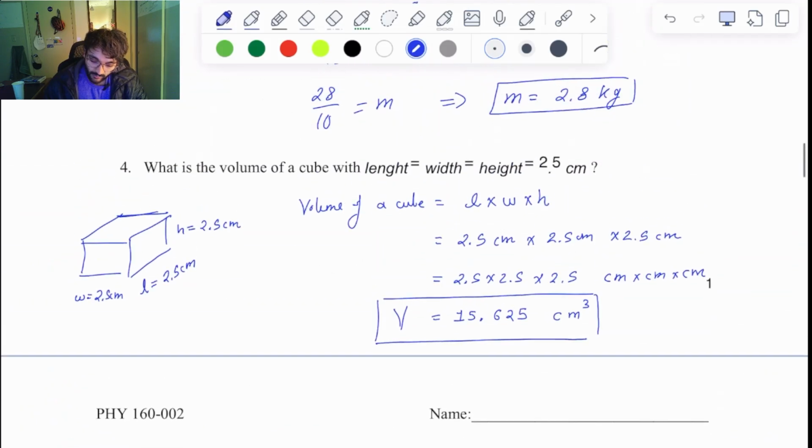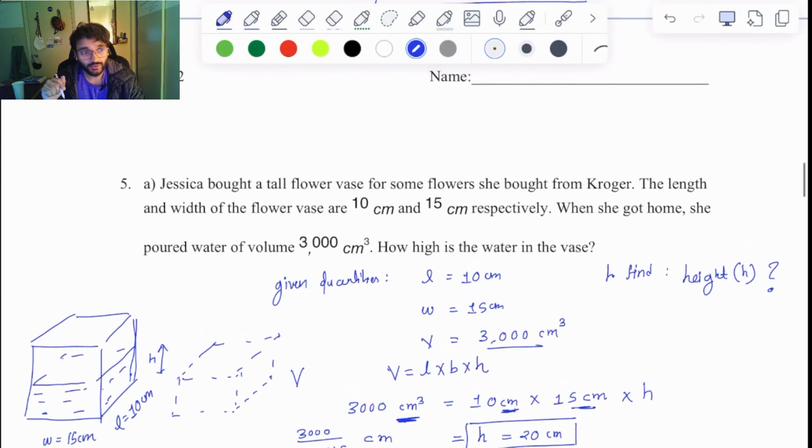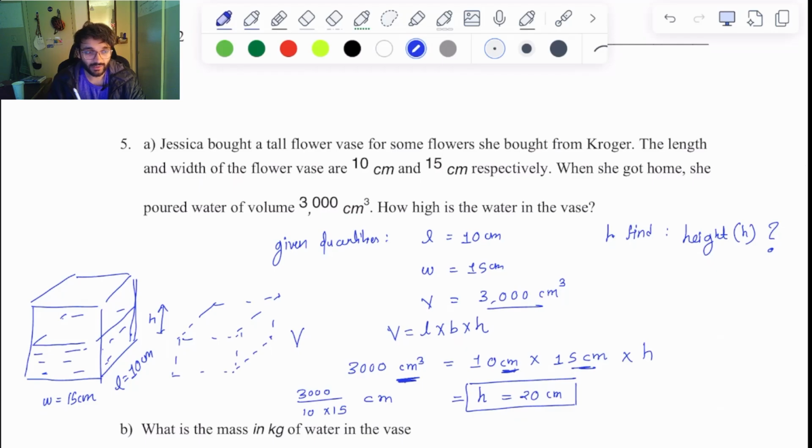So in question number 4, we saw very simple utilization of the formula. Volume of the cube is equal to length times width times height. And sometimes when I say cube, I don't really mean that all the dimensions are equal. Technically, that is the case. So when that is the case, the formula stays the same. It is length times width times height. And here it is not exactly the cube because the length, width, and height are different. But let me just call it cube for a second.